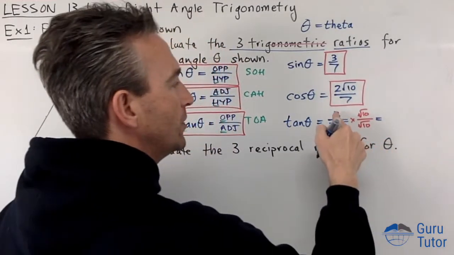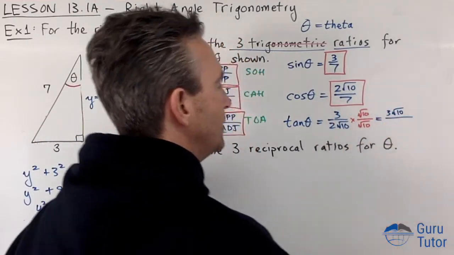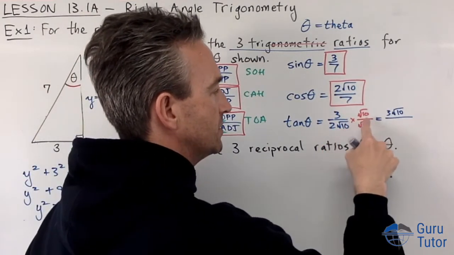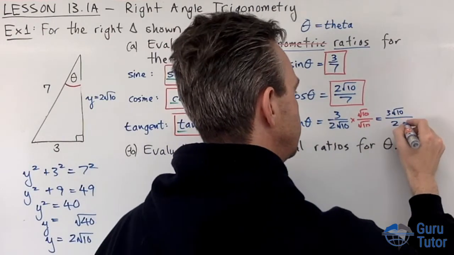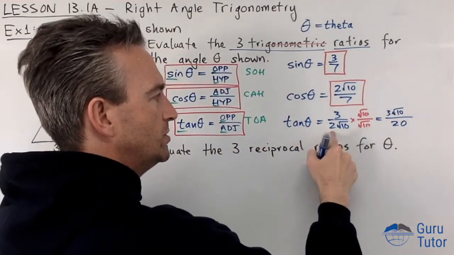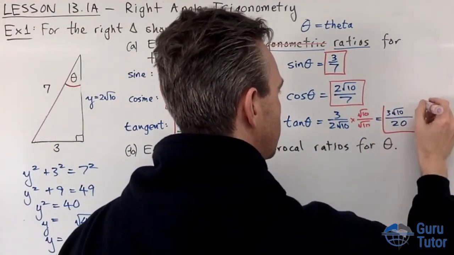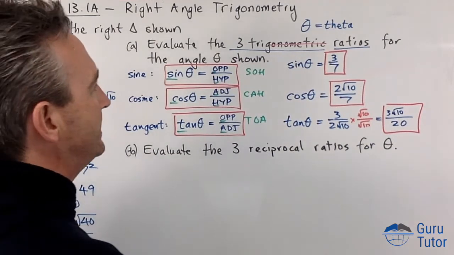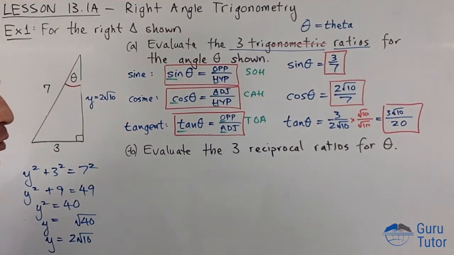What do we get? 3 root 10 on top, which is just 3 root 10. That does not simplify. On the bottom I have 2 times root 10 times root 10. Root 10 times root 10 is 10, times 2 is 20, and that is the right answer there. 3 over 2 root 10 is the same as that, but we don't like radicals on the bottom. Okay, so they are the 3 trig ratios, sine, cosine, and tangent, soh-cah-toa, for a right triangle.